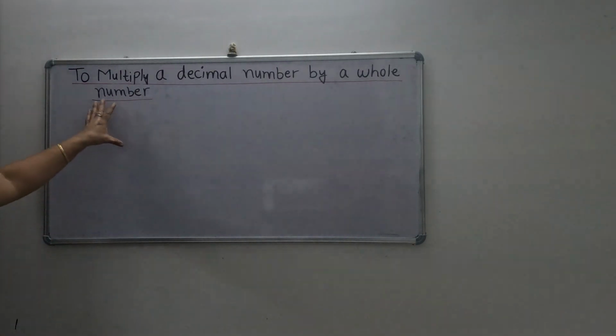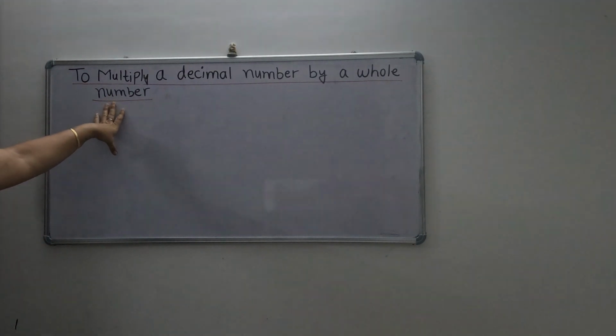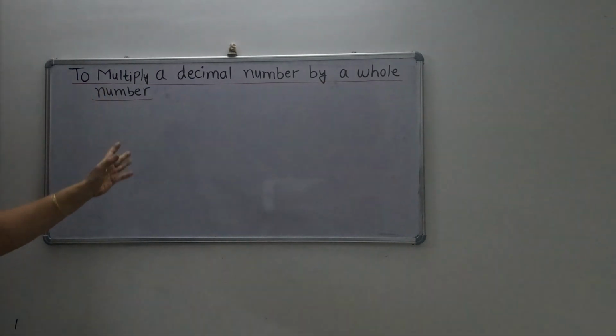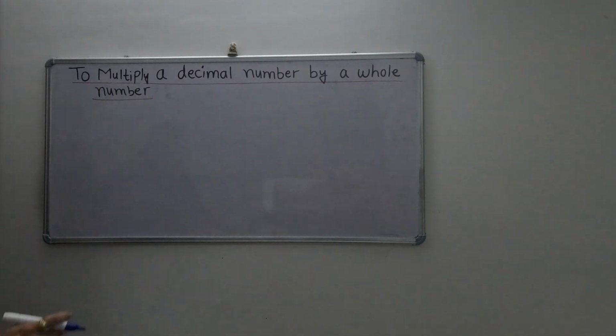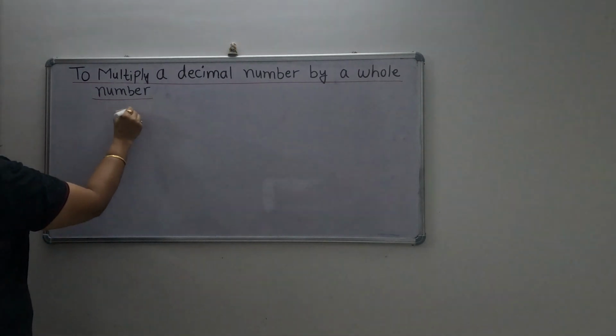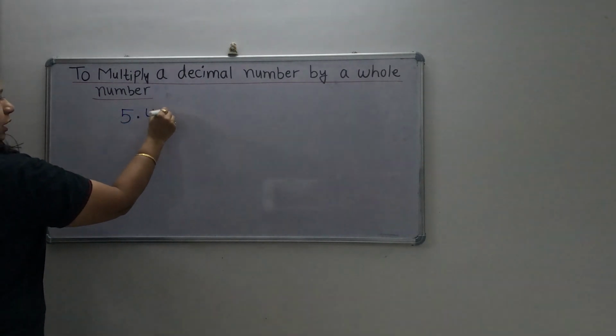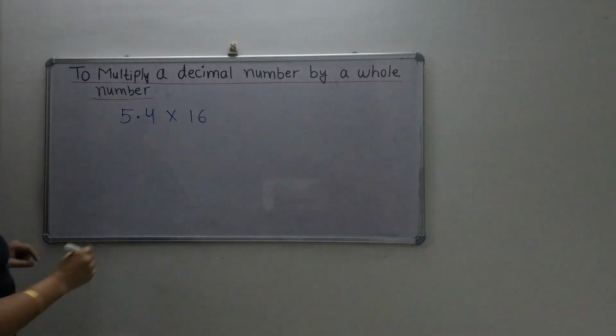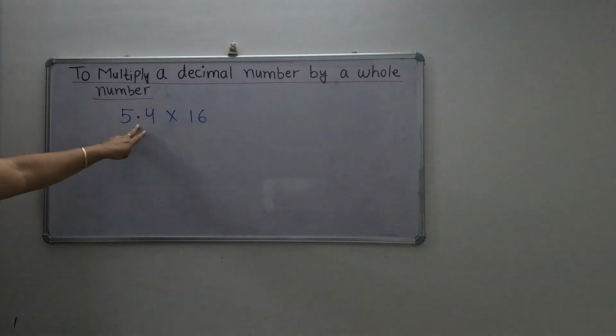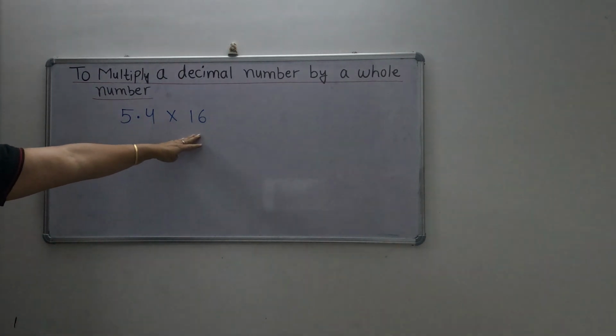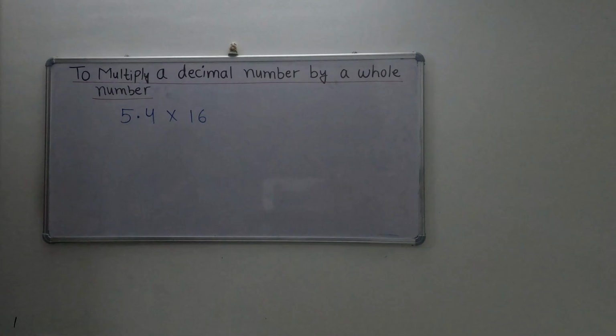So today we will learn to multiply a decimal number by a whole number. What is the process of this? Suppose the question is 5.4 times 16. When you multiply a decimal number with a whole number, what are the steps you will follow for this question?